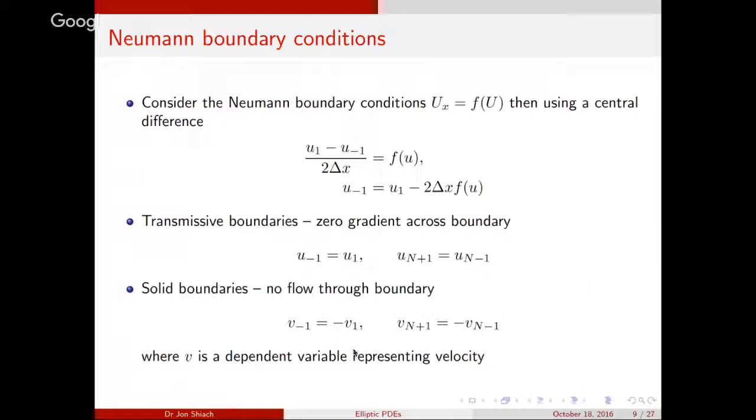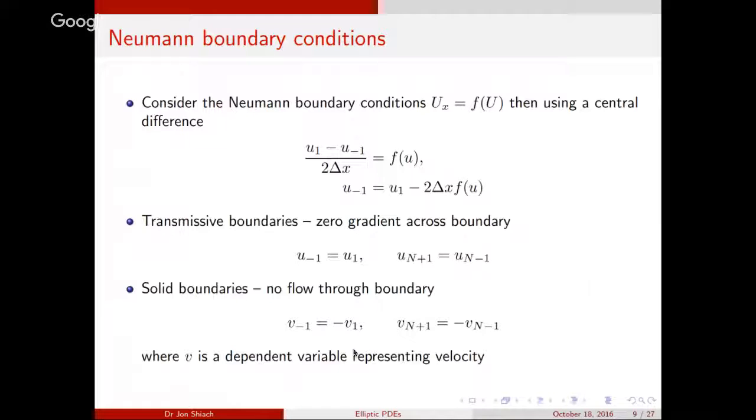Rearrange it to make the ghost node the subject, and that's the value of the ghost node. You can see it's dependent upon that node u_1, its step length Δx, and whatever that function is. Usually that function is 0. So for example, if we wanted what we call a transmissive boundary, that's when something that flows out of a boundary just flows as if it wasn't there, just disappears, then this function here would be 0, and therefore the ghost node would equal u_1. Very, very simple application, and likewise at the other end.